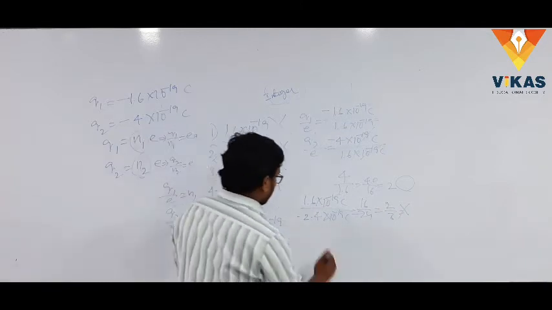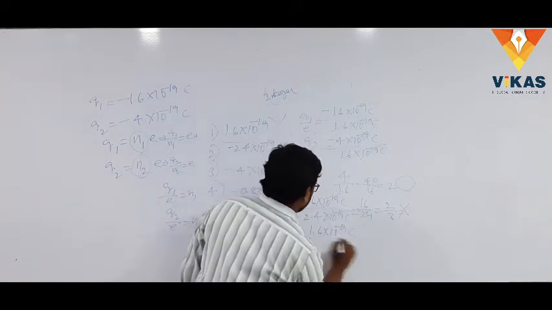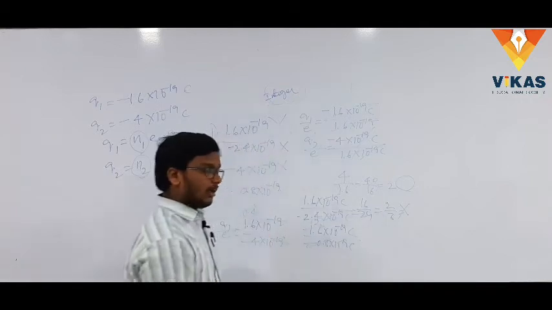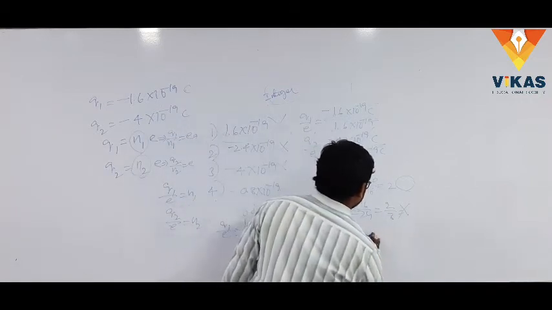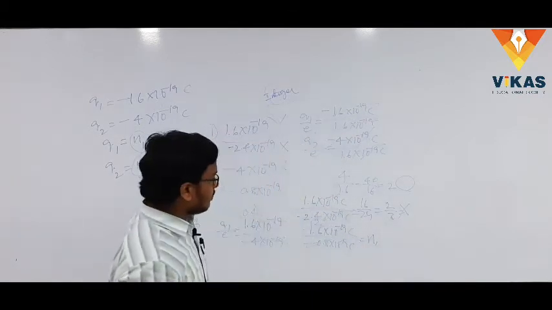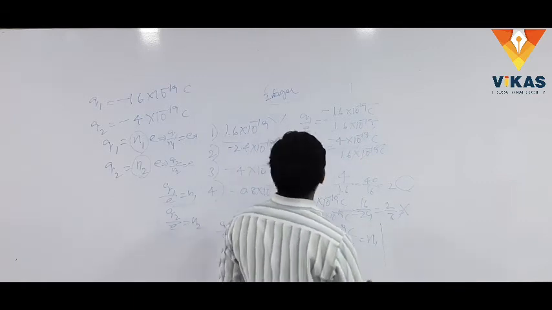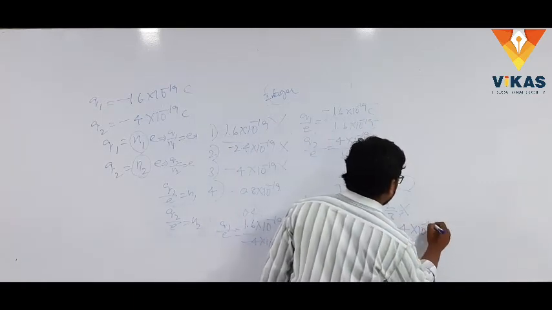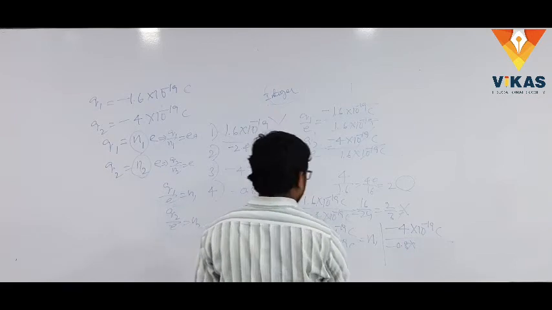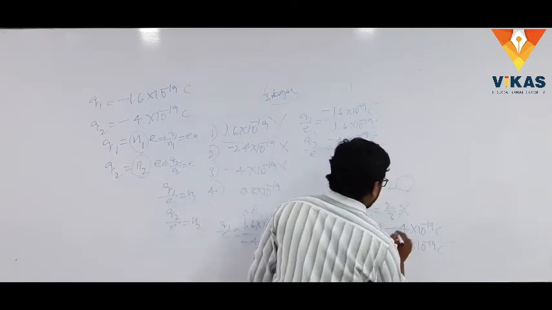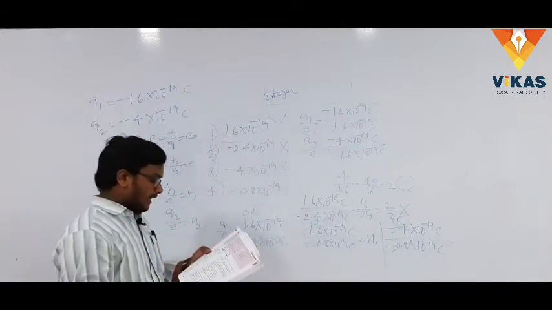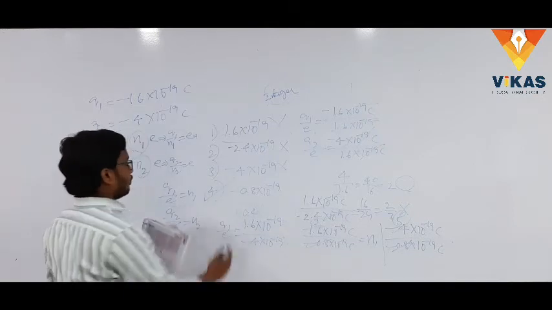If I take the fourth option, let us see, 1.6 into 10 to the power of minus 19 coulombs by minus 0.8 into 10 to the power of minus 19 coulombs. So, it gives me 2, it is an integer. This is N1, it obeys the given formula. At the same time, if I take minus 4 into 10 to the power of minus 19 coulombs divided by minus 0.8 into 10 to the power of minus 19 coulombs, then I will get 5, it is an integer. Both are satisfying the integer condition, like N should be an integer. So, the correct option will be the fourth one.